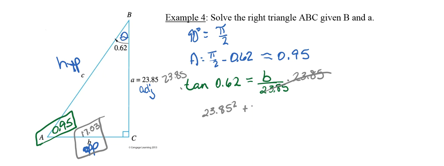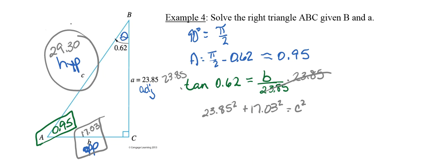23.85 squared plus 17.03 squared is c squared. Make sure we square root it. And I get that c is approximately 29.30. Now you might ask yourself, why did she put the 0 there? It's so that I hold the positions showing that I did go 4 numbers. Okay, I know everything that's missing, so I'm done with that one.